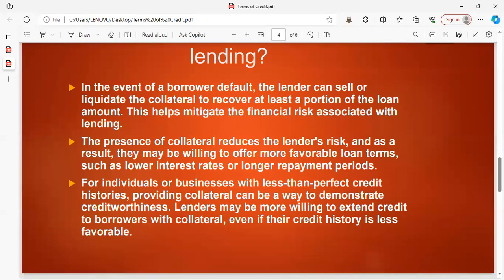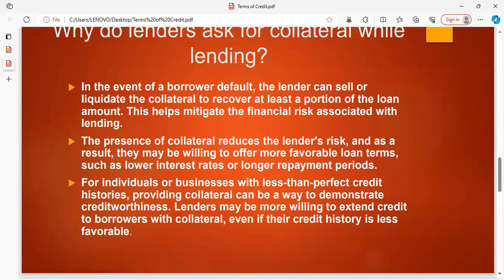As a result, lenders may be willing to offer more favorable loan terms, such as lower interest rates or a longer repayment period. And if the banks or any other institutions are demanding collateral security from you, it may reduce the lender's risk. There is no risk borne by the lender because it has taken collateral security, and if you are not paying, at least he can sell it off.